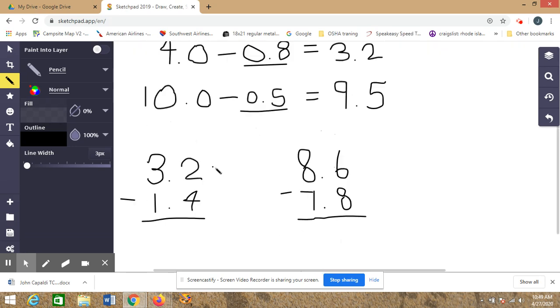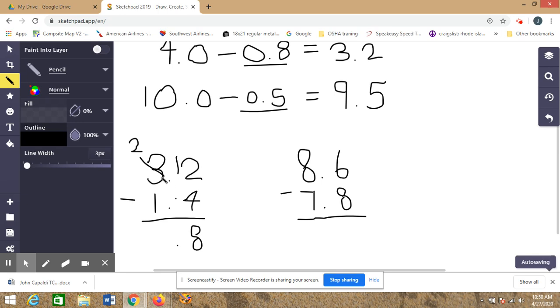So what we really need to focus on is borrowing and carrying numbers. Say we have 3.2, 3 and 2 tenths minus 1 and 4 tenths. Like always, we go all the way to the right. I have 2 tenths minus 4 tenths. Can't do that, so I need to borrow from the ones. We take 1 one, so the 3 becomes a 2. We take that 1 one over here, and it's like we made 10 tenths, because 1 one equals 10 tenths. So now it's like we have 12 tenths. 12 tenths minus 4 tenths equals 8 tenths.